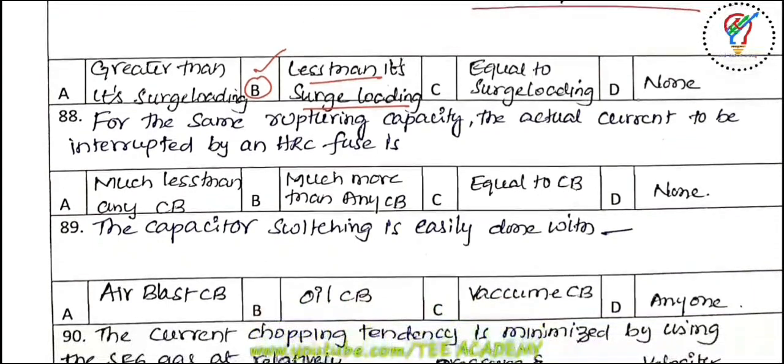Next one, for the same rupturing capacity, the actual current to be interrupted by an HRC fuse is, okay, much lesser than CB, much more than CB. Here CB means not chicken biryani, it is circuit breaker. C is equal to CB and D is none. So the option is A.